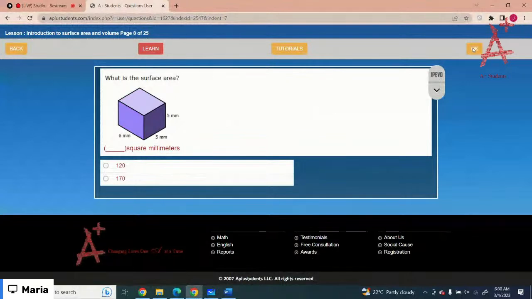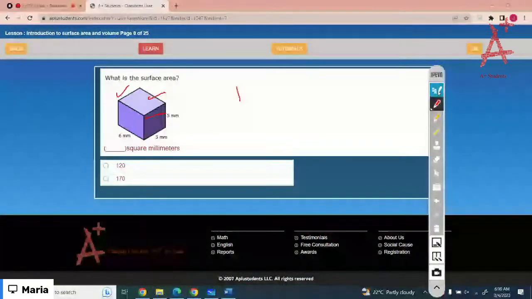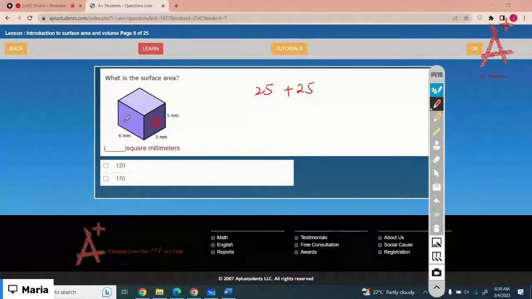So calculate the surface area of each face. The front one has the dimensions 5 and 5, so it has a surface area of 25, and the same is true of the opposite side. So 25 plus 25. Then this one is 6 times 5, which is 30, and the other side is also 30.